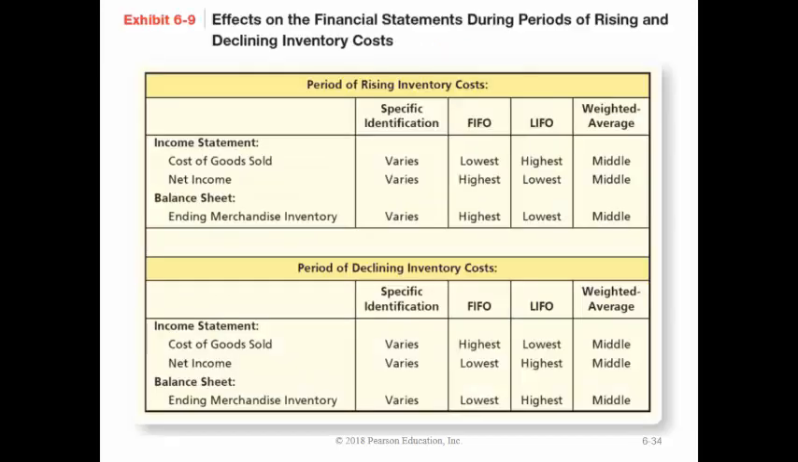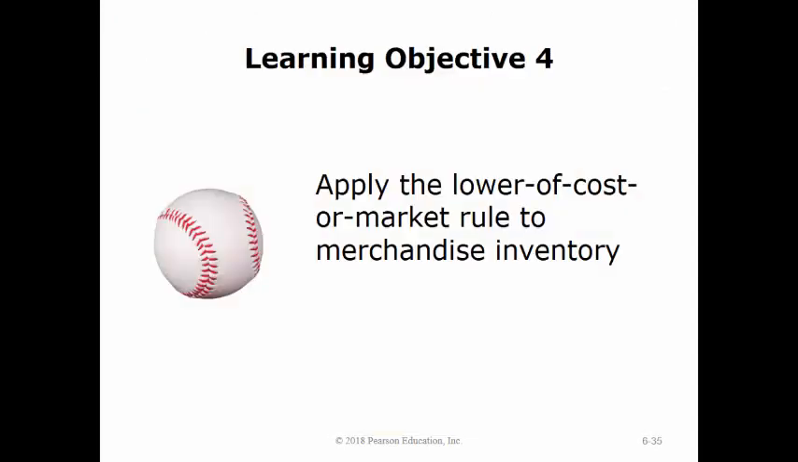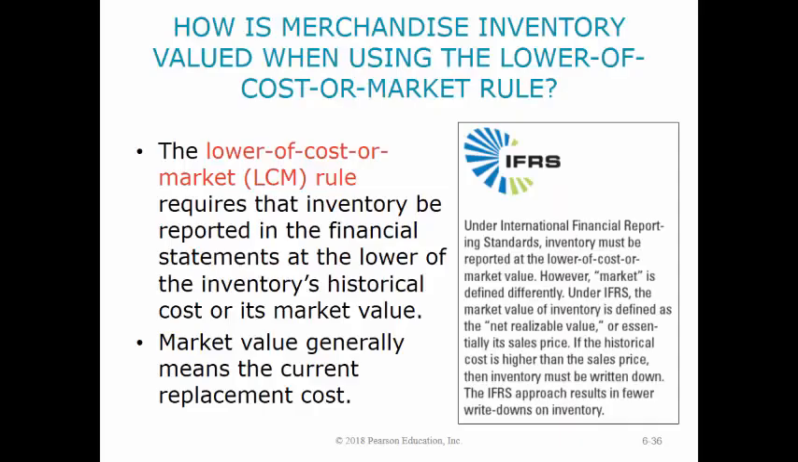Exhibit 6.9 summarizes the effects on the financial statements during periods of rising and declining inventory cost. The relationship that we observe with our inventory example will be true anytime that costs are constantly increasing. When prices are constantly decreasing, the relationship will be just the opposite. In the fourth section, we will learn how to apply the lower of cost or market rule to merchandise inventory.